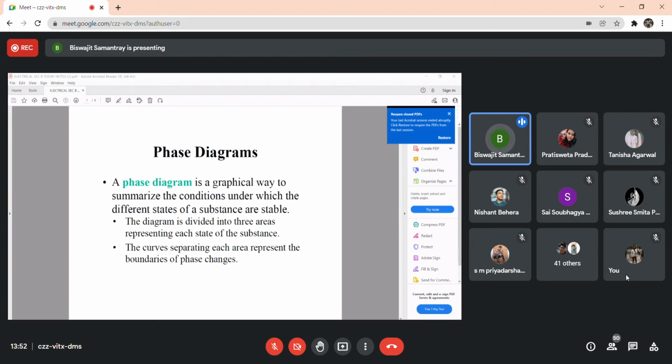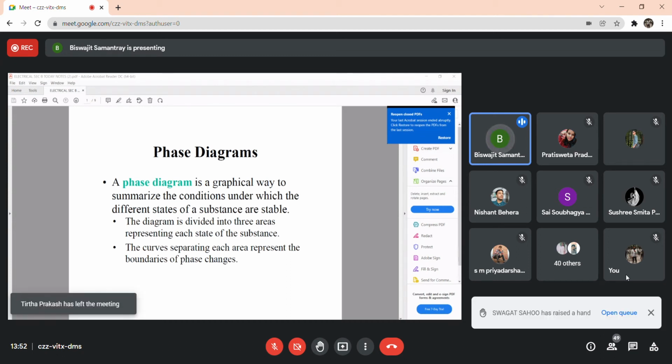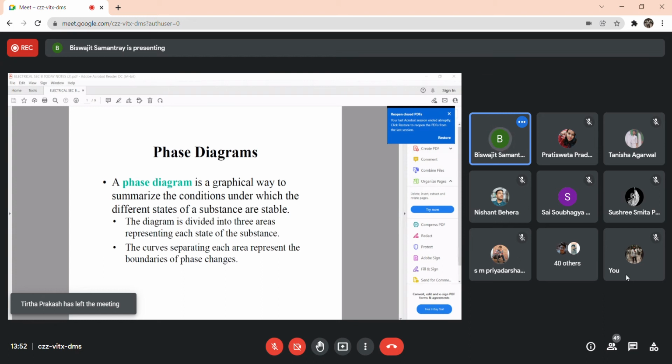In the diagram, 3 curves divide the regions: one solid, one liquid, one gas. So we can say that we have an area, let's say DAC, where gases exist, then area ABC where liquid exists, then area ABD where solid exists. So one area is gas, other is liquid, other is solid. So ADB solid, then DAC gas.